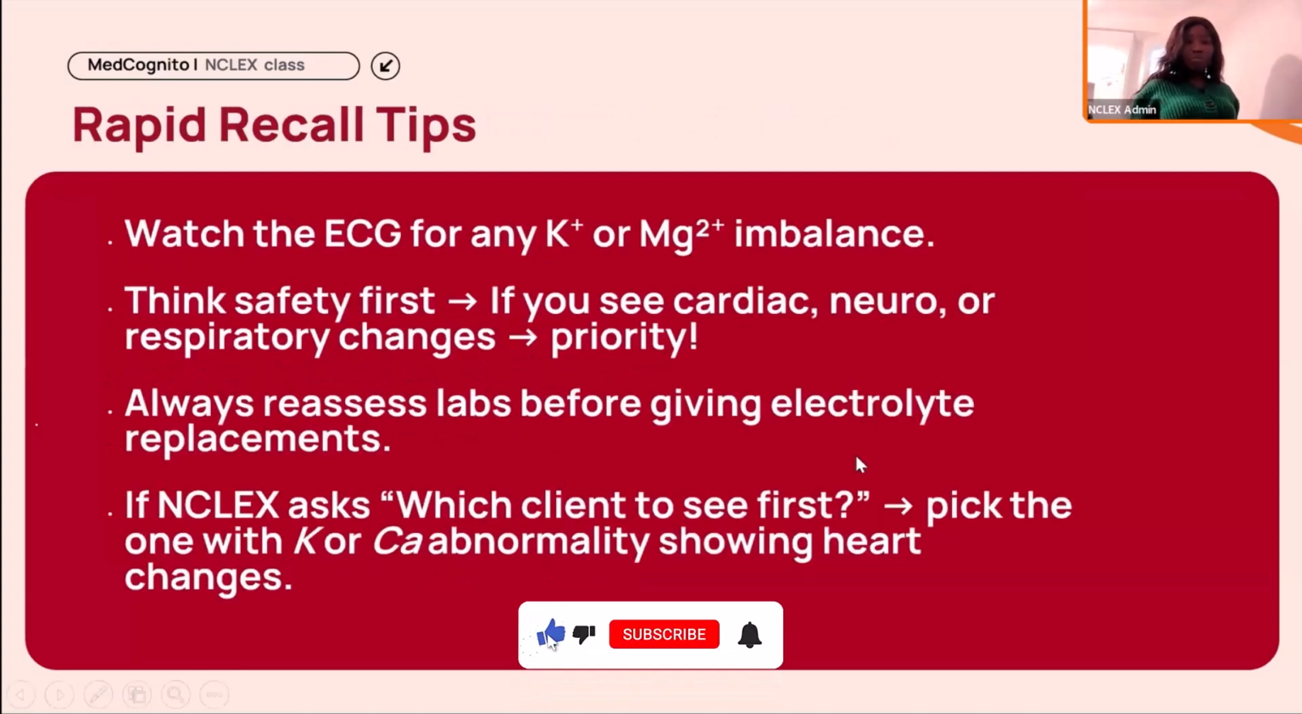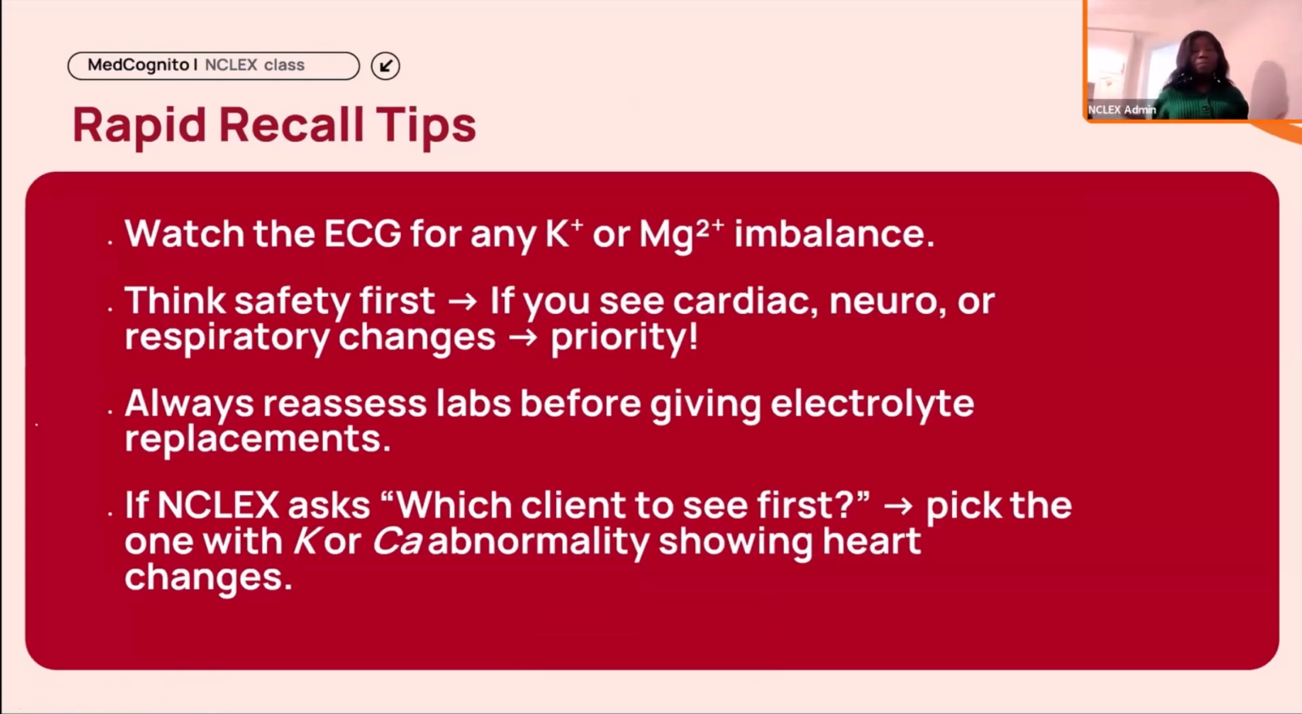So this should help you to be able to recall, look out for the ECG signs, how hypokalemia will look like on ECG, and how hyperkalemia, hypomagnesemia. So look out for all of that so that you will not get confused. And always think safety first. Anytime there's anything around cardiac, neuro, or respiratory changes, you have to prioritize that. And then we have to always reassess the labs. If you're supposed to give electrolyte replacement, you did the labs and that was their range. Before we replace, we have to make sure we reassess before giving the replacement.